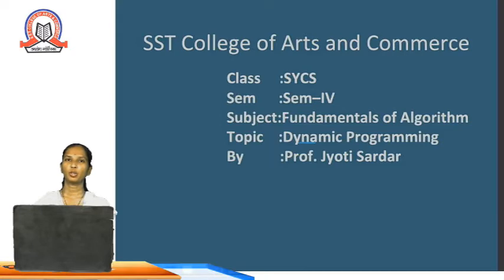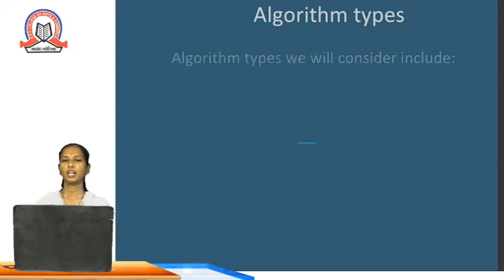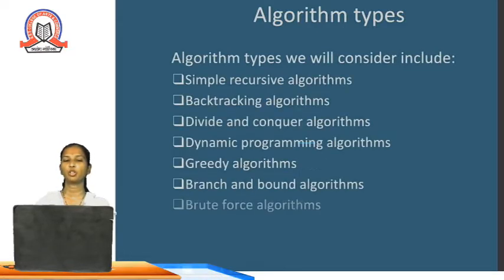Today I'll be talking about the topic dynamic programming from the subject Fundamentals of Algorithm of SYBSC semester 4. So there are following types of algorithm that we can see. The first in the list is simple recursive algorithm, then backtracking algorithm, then the next strategy is divide and conquer algorithm, then greedy algorithm, branch and bound, and brute force. One of the list items that we are going to see today is the dynamic programming algorithm.